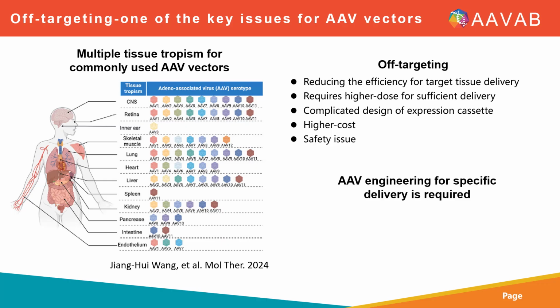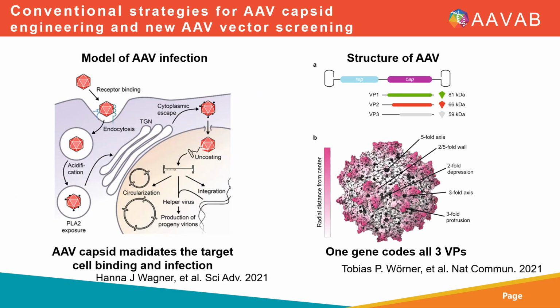In addition, the expression cassette requires complicated design to increase gene expression because of the loss of targeting. So AAVs which can specifically bind to targeting tissues are required. Many efforts have been made to enhance the targeting efficacy of AAVs.